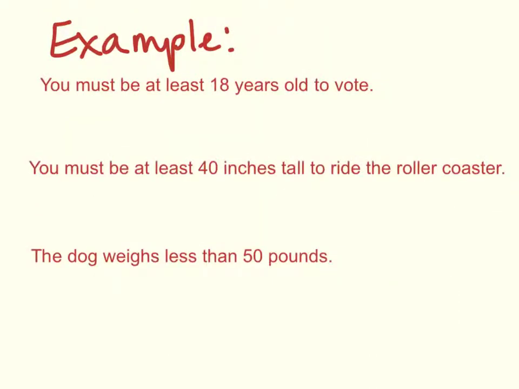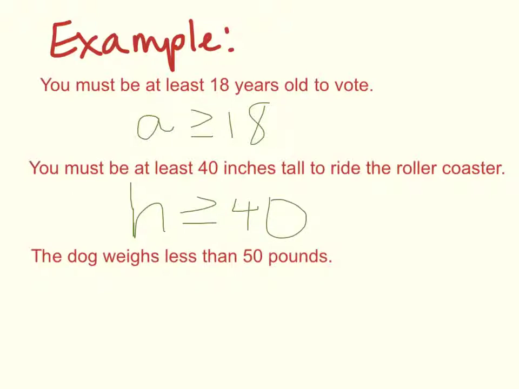So let's look at some examples. If we say you must be at least 18 years old to vote, we'll use an A: your age must be greater than or equal to 18. Our next example: you must be at least 40 inches tall to ride the roller coaster, so your height must be greater than or equal to 40. The dog weighs less than 50 pounds, so the weight is less than 50. It cannot be equal, it must be less than 50.